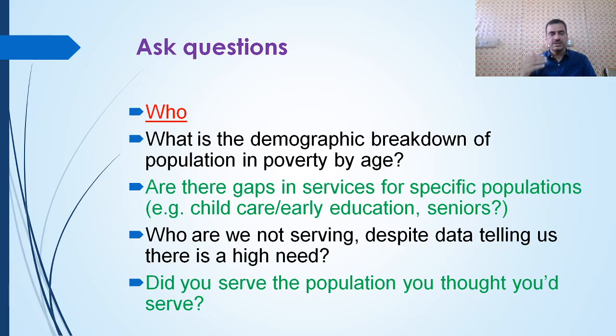Then who? Under this section, we ask what is the demographic breakdown of the population in poverty by age, means age-specific poverty. Are there gaps in services for specific populations, and who are we not serving, means the high-risk groups, despite data telling us there is a high need? And did you serve the population you thought you would serve?